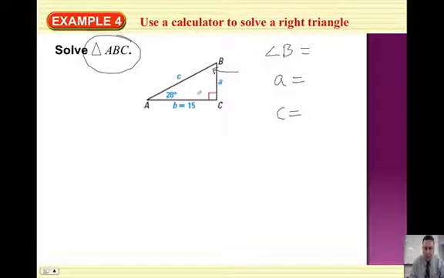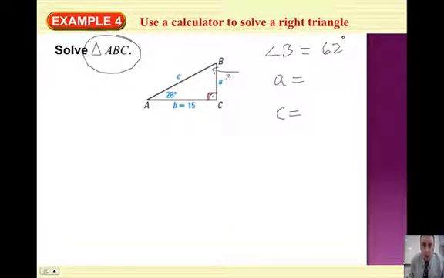So here's what I'm going to do. Let's go with B first. Angle B, that's easy. 90 plus 28 plus x equals 180, right? All the angles add up to 180, so 180 minus these two right here is 62 degrees.